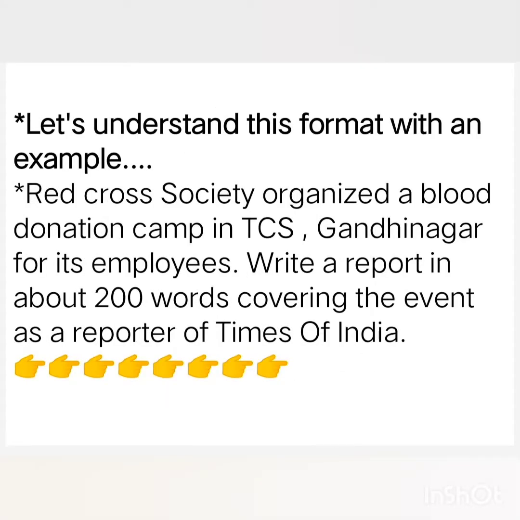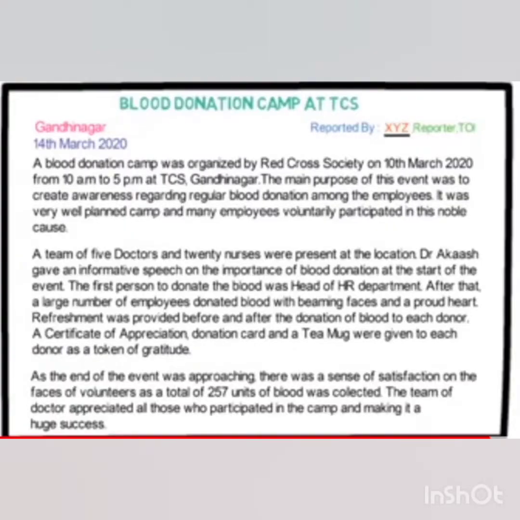Now let's understand this format with an example. Question is, Red Cross Society organized a blood donation camp in TCS Gandhinagar for its employees. Write a report in about 200 words covering the event as a reporter of Times of India. Let's start with the heading, Blood Donation Camp at TCS. Notice all the words are in capital letters.